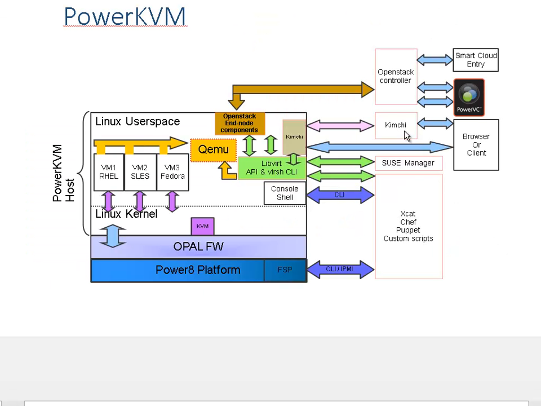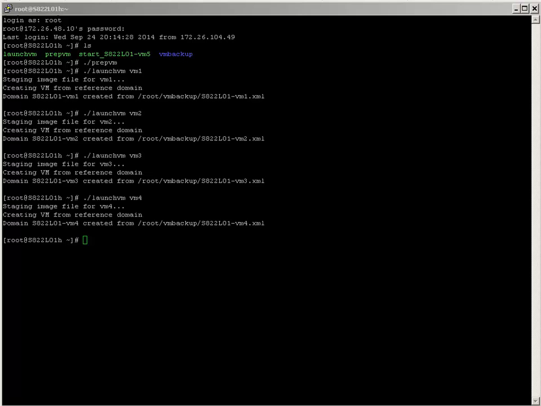The IBM Power Systems S822L comes with PowerKVM pre-installed. PowerKVM makes available several management interfaces. For this demonstration, we'll be using the Virsh CLI command line interface and Kimchi Web Interface to manage and monitor the VMs. Now switching to the PowerKVM terminal session.